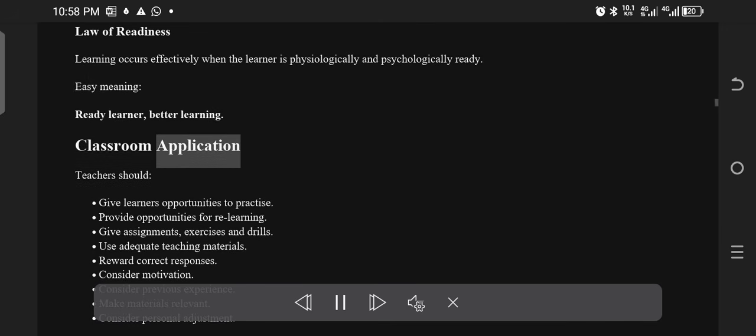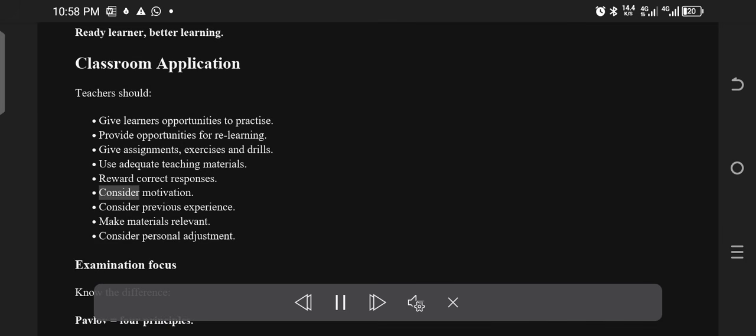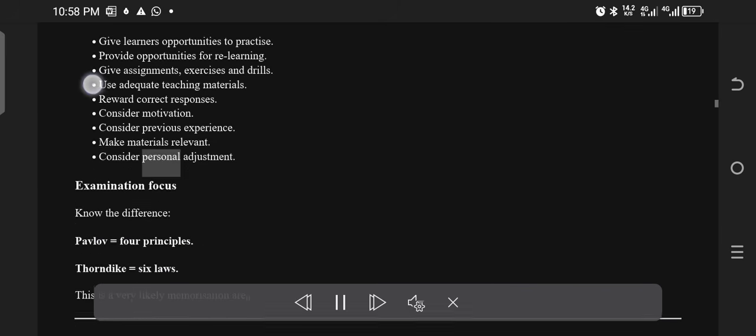Classroom application. Teachers should give learners opportunities to practice. Provide opportunities for relearning. Give assignments, exercises, and drills. Use adequate teaching materials. Reward correct responses. Consider motivation. Consider previous experience. Make materials relevant. Consider personal adjustment.